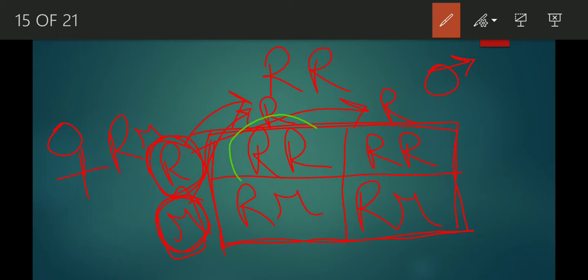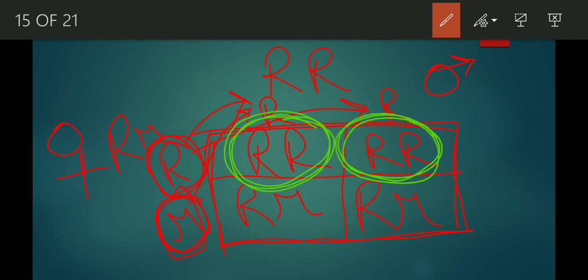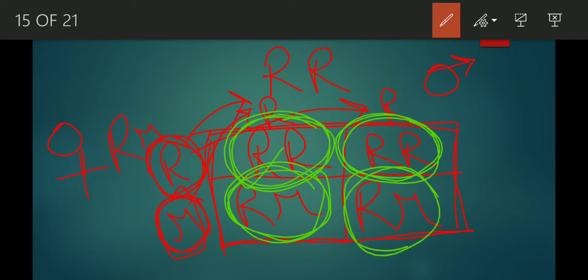See, this is a tongue roller, both dominant, so it's homozygous dominant. This is also homozygous dominant, again a tongue roller. This is heterozygous dominant, but due to the presence of the capital R, this is also a tongue roller. This is also heterozygous dominant. Due to the presence of the capital R, again a tongue roller.